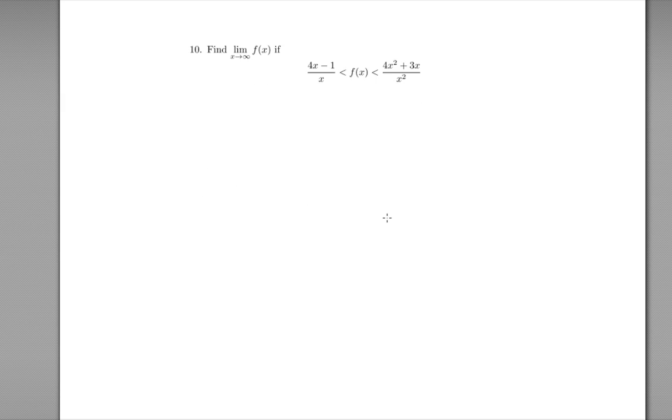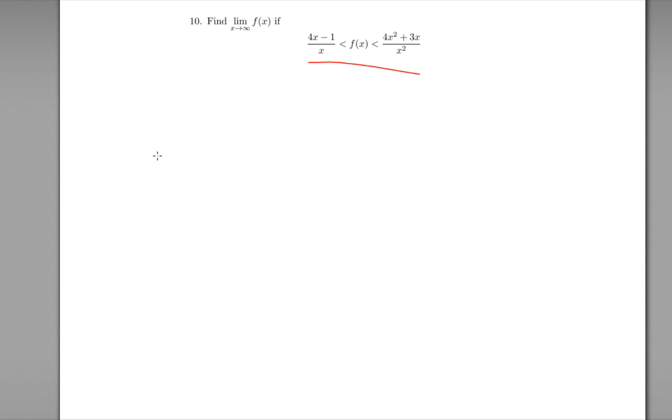Okay, so let's try an even trickier example. Let's say we knew that we had a function, f of x, that actually behaved in this way. Could we take the limit as x goes to infinity of this? Now, your squeeze theorem alarm bells should be going off, because this looks like f of x is being squeezed in between two things, and it is. So we are going to use the squeeze theorem.